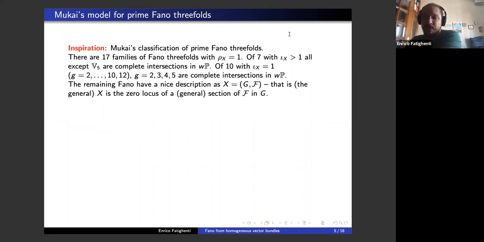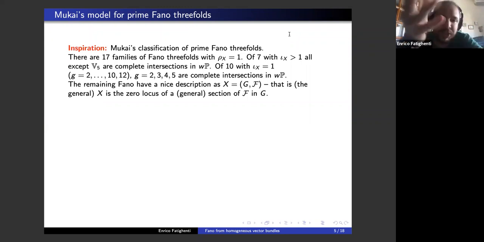Let me give you an inspiration, because we didn't come up with this idea: our inspiration was Mukai's classification of prime Fano threefolds. As I told you, there are 17 families of prime Fano threefolds, and 7 of them have index greater than 1. All of them, except V5, which I'm going to define, are complete intersections in a projective space, possibly weighted.